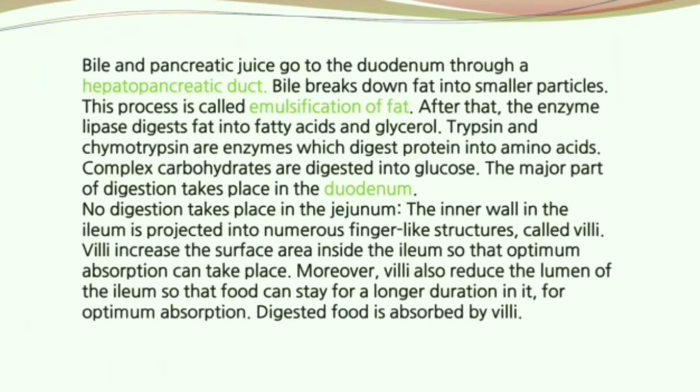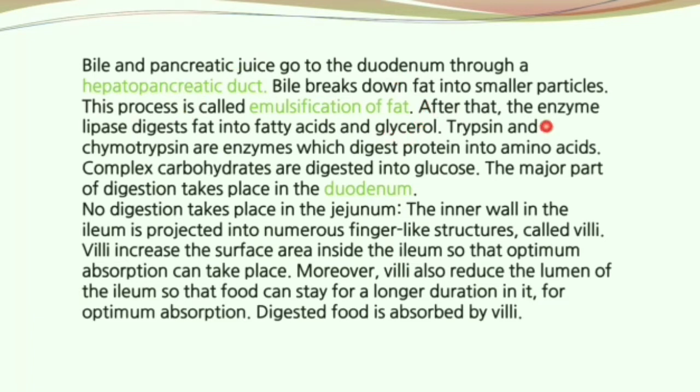So what happens over here? The bile and pancreatic juice go to the duodenum through the hepatopancreatic duct. The bile breaks down fat into smaller particles. This process is termed emulsification of fat.